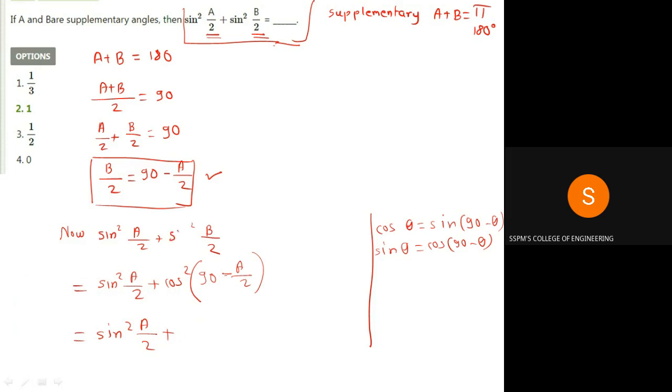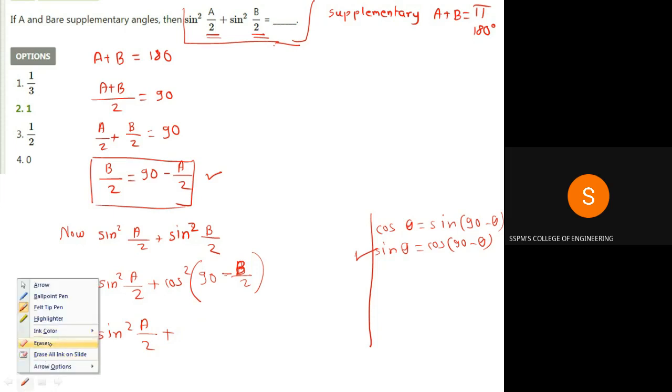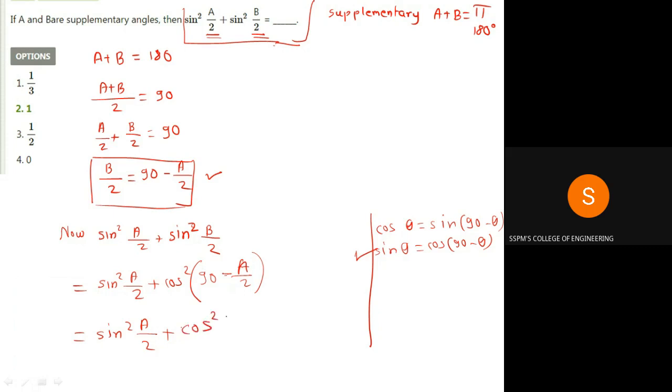So what was given here? Sine square B by 2. We converted it using these expressions. Which one have we used here? Sin theta is equal to cos 90 minus theta. So sin B by 2 is equal to cos 90 minus A by 2. Then cos square 90 minus A by 2 is cos square A by 2.